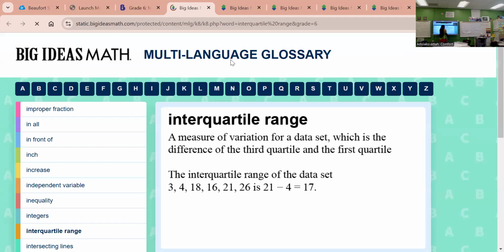The interquartile range: usually they will not ask you to find the first and the second quartile. They'll just go straight away, find the interquartile range. With the interquartile range, you would have to find your lower quartile and the upper quartile, then get the difference between the two. You should know that you have to find the first quartile and the third quartile, then get the difference to give you your interquartile range. Are we okay here? All right, so this is the interquartile range, a measure of variation for a data set, which is the difference of the third quartile and the first quartile.